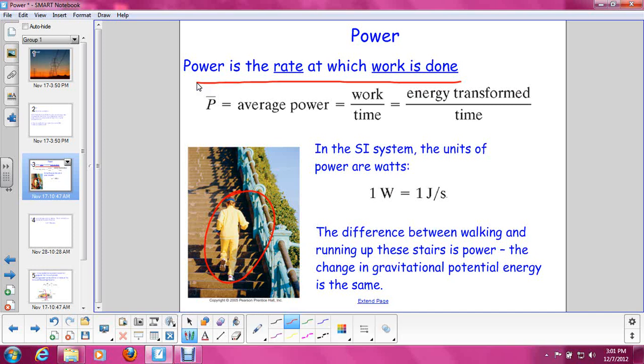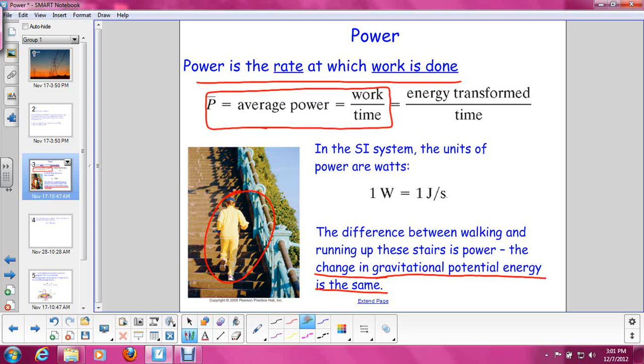Another way to think of this is that the change in gravitational potential energy on the stairs is going to stay the same. Mass of the person is consistent, gravity on Earth is 9.8, and the height of these stairs is not going to change. But you can change how fast you run up a flight of stairs, and when you do that, you are changing the amount of power you have. So this is our equation for power. Power is work divided by time.